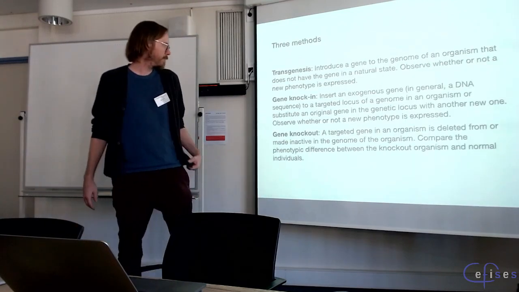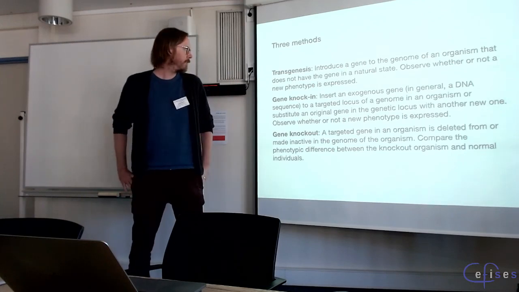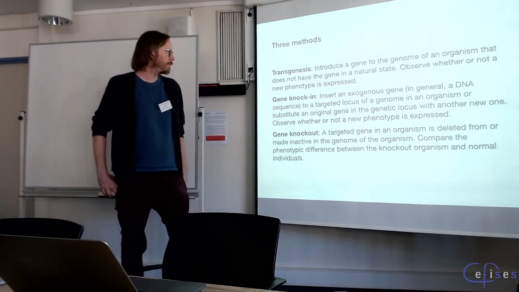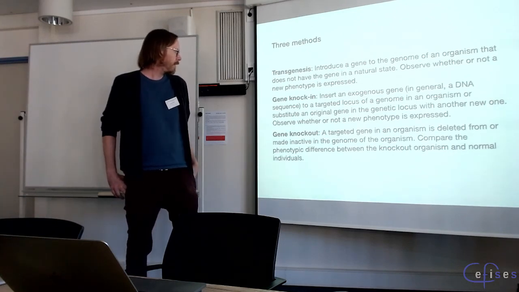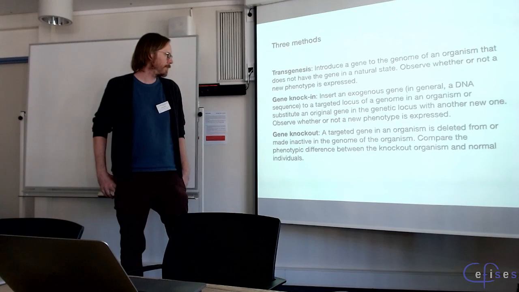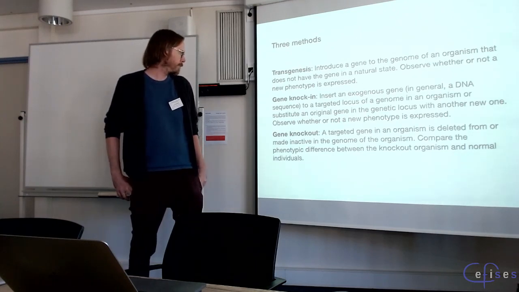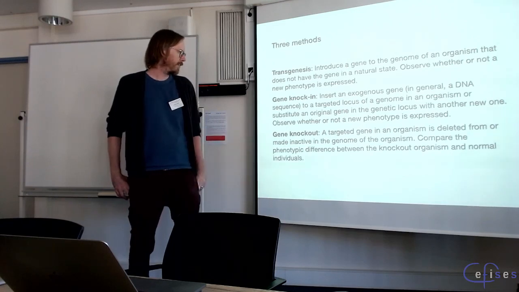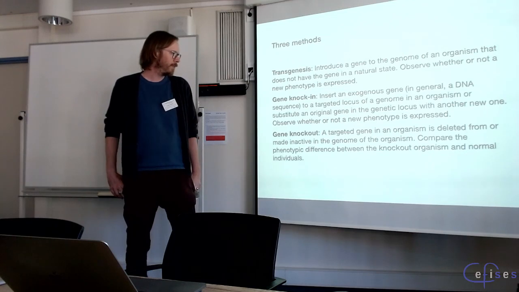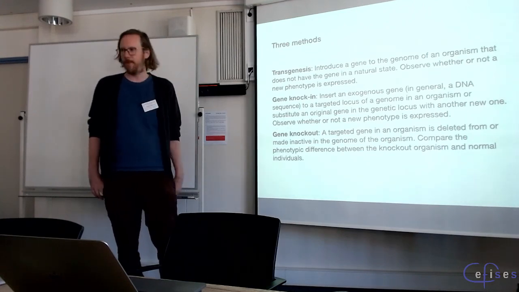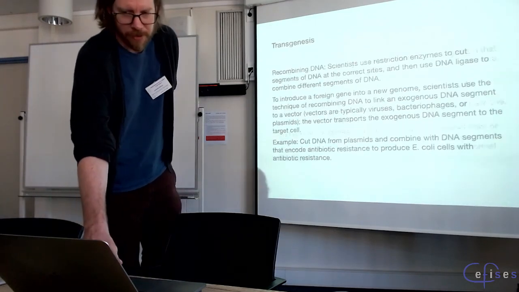A little bit more on these three methods. Transgenesis involves introducing a gene to the genome of an organism that does not have that gene in a natural state, and then observing whether or not a new phenotype is expressed. Gene knock-in is where you insert an exogenous gene, in general a DNA sequence, to a targeted locus of a genome in an organism, or substitute an original gene in the genetic locus with another new one, and then you observe whether or not a new phenotype is expressed. And then gene knockout, a targeted gene in an organism is deleted from or made inactive in the genome of the organism, and then you compare the phenotypic difference between the knockout organism and normal individuals. I'll say more about all of these methods very soon.